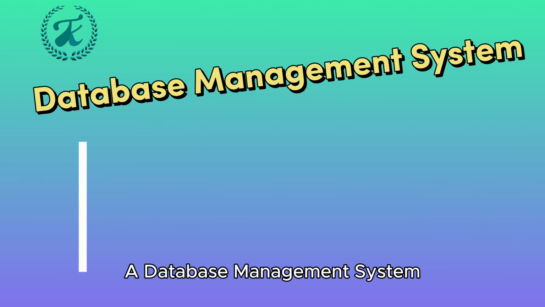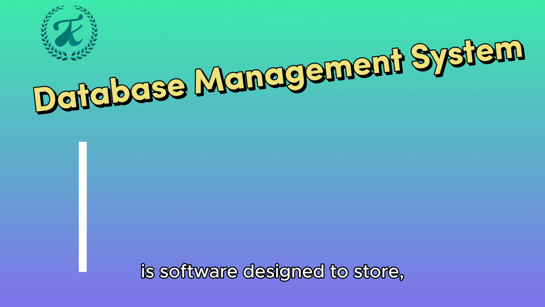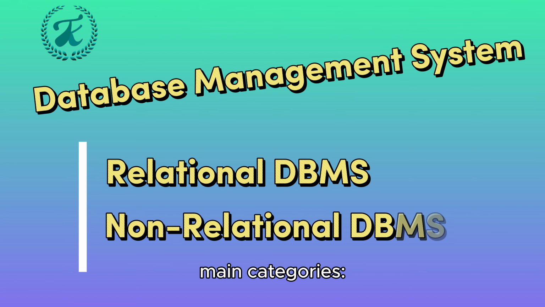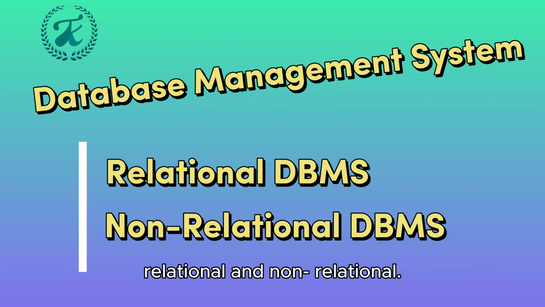This is where a database management system comes into play. A database management system is software designed to store, organize, manage, and retrieve data effectively. There are various types of databases, but they typically fall into two main categories: relational and non-relational.